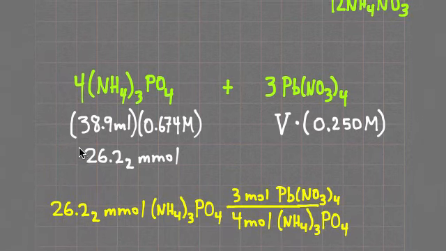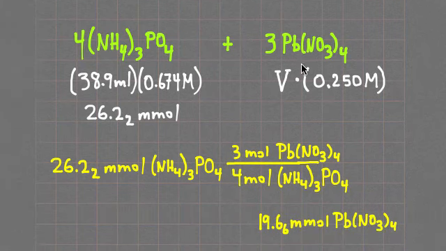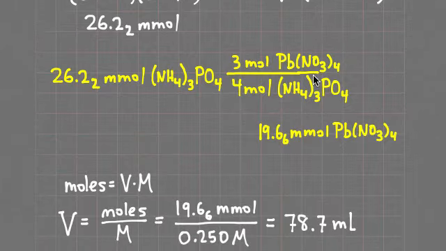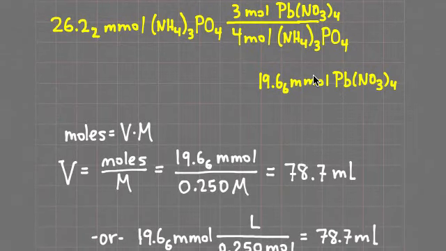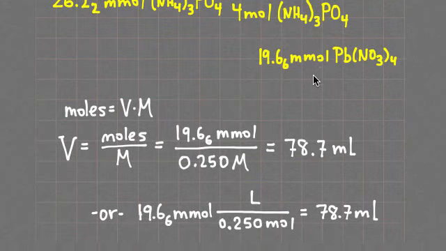But not too bad. I'll take that 26.22-ish millimoles and convert it from moles of ammonium phosphate to moles of lead nitrate. It's a 4-to-3 ratio. So 26.2 times 3 divided by 4 gives me my millimoles of this one. Then if I know the millimoles of the unknown volume, I can pretty much find the volume. Moles equals volume times molarity, or switch those around a little bit. Volume is moles divided by molarity. So millimoles divided by molarity gives me milliliters.